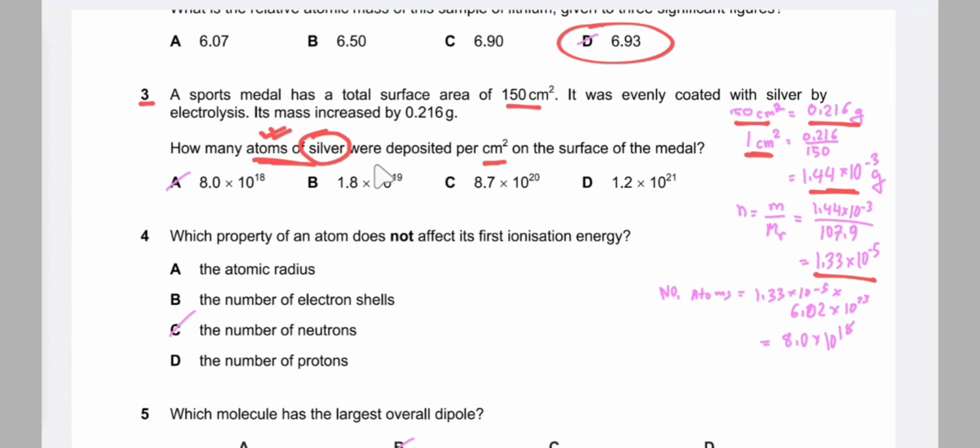To find the atoms, number of atoms is equal to number of moles times 6.02 × 10^23. That is Avogadro's constant. So number of moles times Avogadro's constant. After multiplying, we get the answer as 8.0 × 10^18. That is this many atoms. So the number of atoms is 8.0 × 10^18.